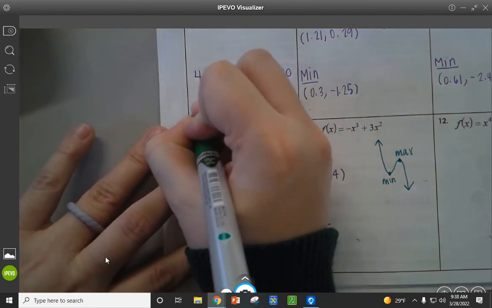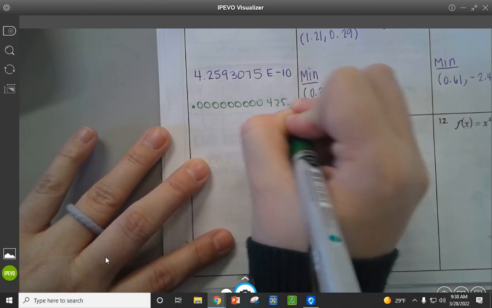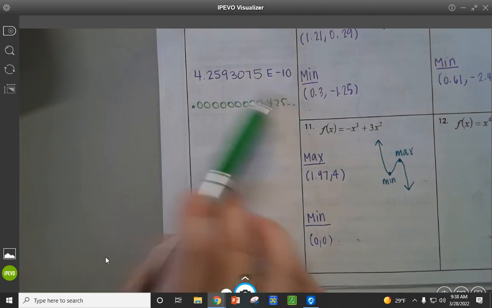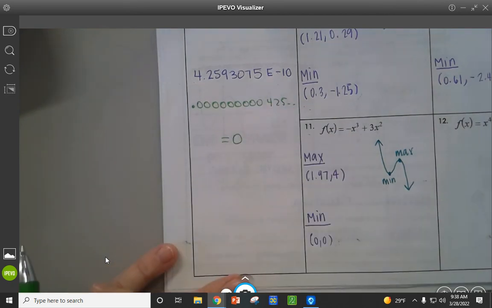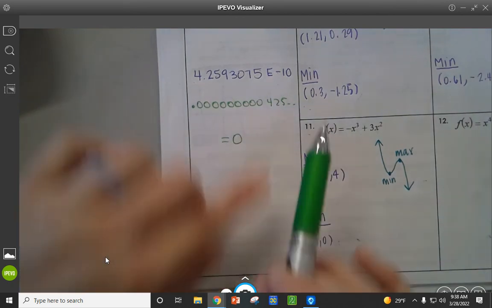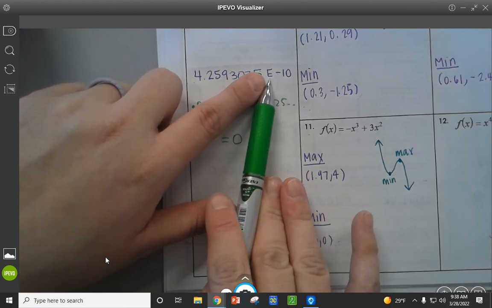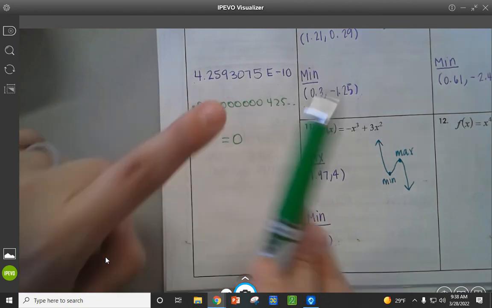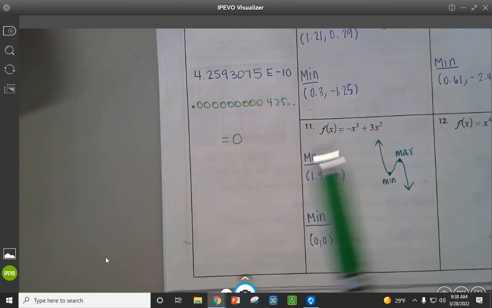So this would be like 0.00000000425 and so on, which is essentially what? 0.00000 is basically 0. If you get an E, you've got to be watching out for that. If you see an E, just put 0 down. Don't put 4.26. Put 0. I don't know why the calculator doesn't just put 0, but it doesn't.